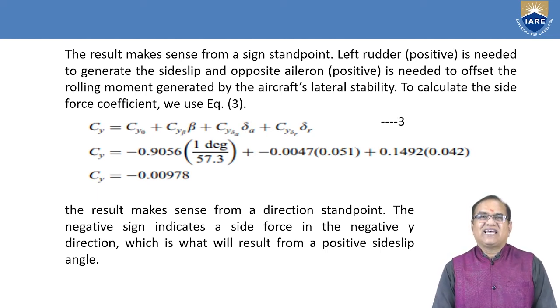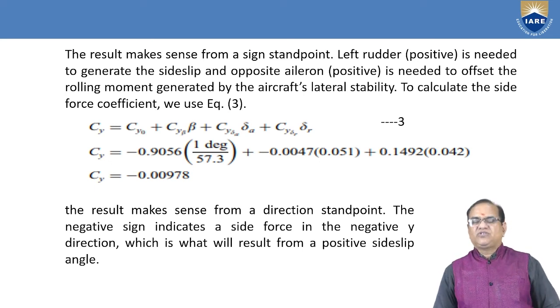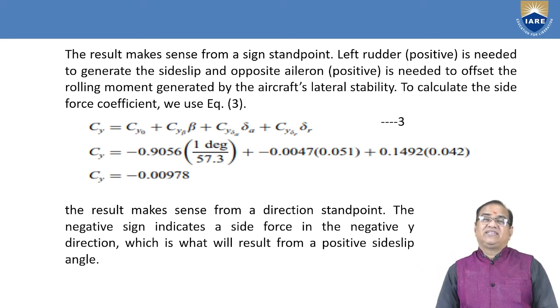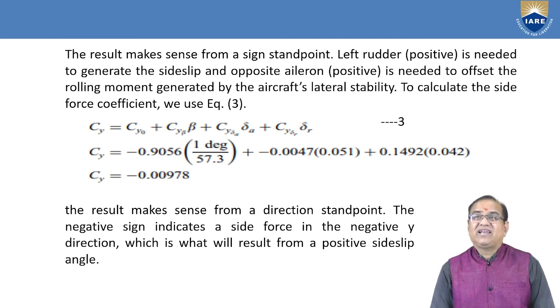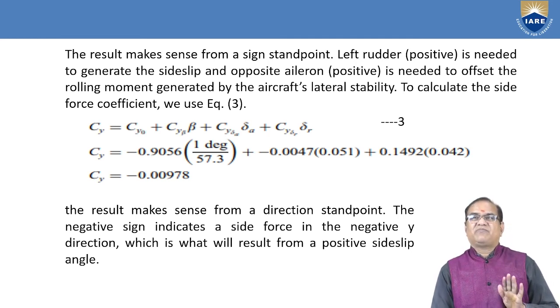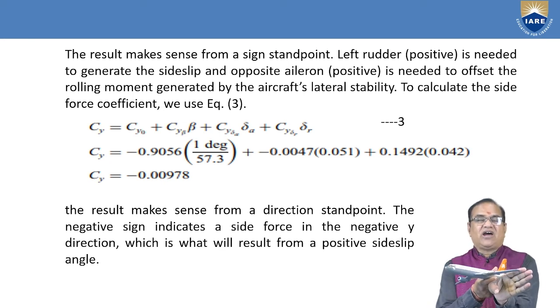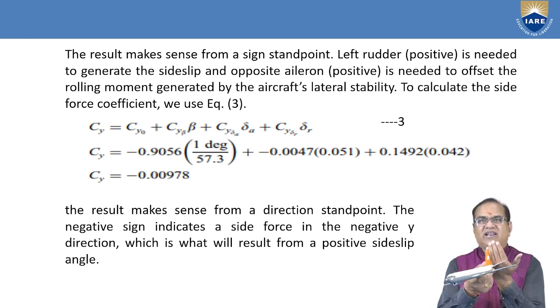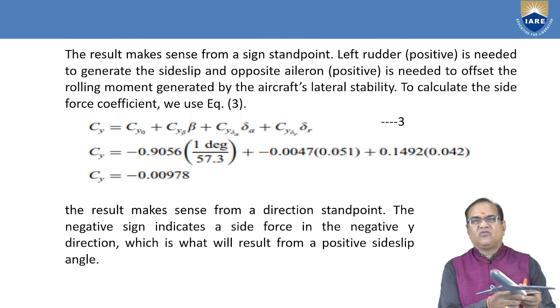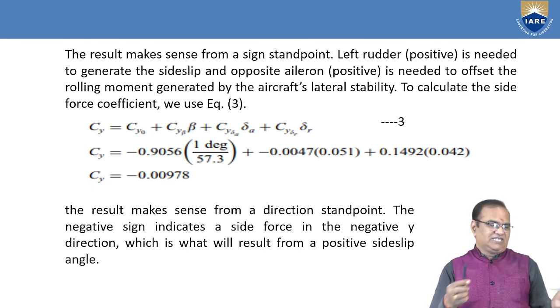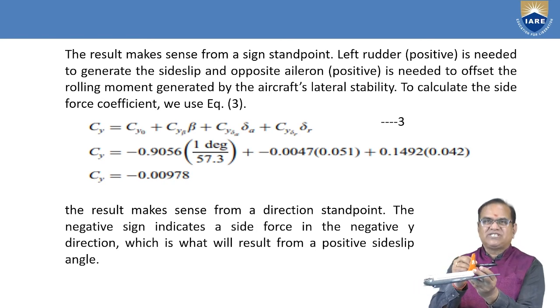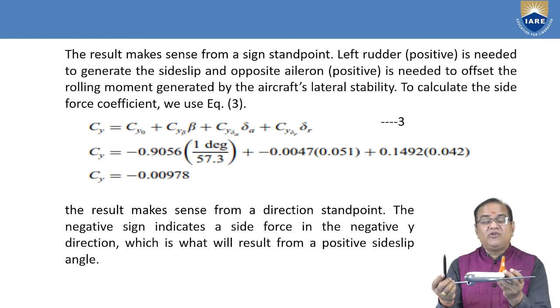To calculate the side force coefficient, we should use the equation. So understand that this makes sense from a sign standpoint. The left rudder positive is needed to generate the side slip, and opposite aileron positive is needed to offset the rolling. So I told you that we have to make this down, and this left rudder we have to make like this. Then only it will be. And how much force? This is the CY force. So how much CY force is needed?